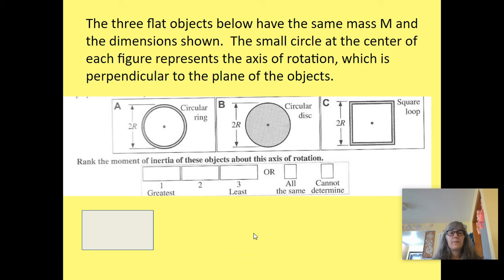So try another one. We have three flat objects below that have the same mass m and the dimensions shown. The small circle at the center shows the axis of rotation, which is perpendicular to the plane of the object. So they're going to be spinning around the way you see them. So all of them have the same mass, it's just distributed differently. So you're going to rank which one of these has the most I and which one has the least, and so on.